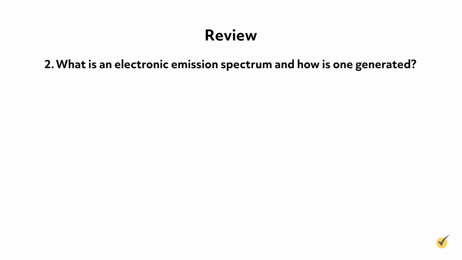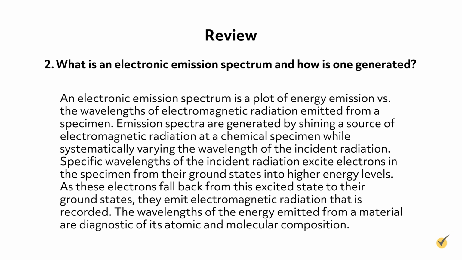Number 2. What is an electronic emission spectrum and how is one generated? An electronic emission spectrum is a plot of energy emission versus the wavelengths of electromagnetic radiation emitted from a specimen.